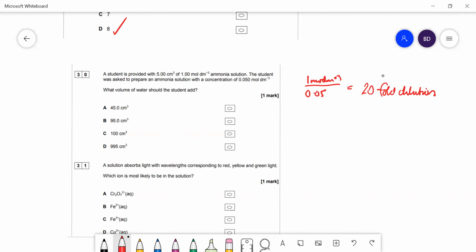So we've got 5 centimeters cubed. We want to have a final volume 20 times that, which is equal to 5 times 20, 100. That's the final volume. So we don't need to add that much water though, because we've already got 5 there. So we only need to add 100 minus 5, 95. So that's the answer.